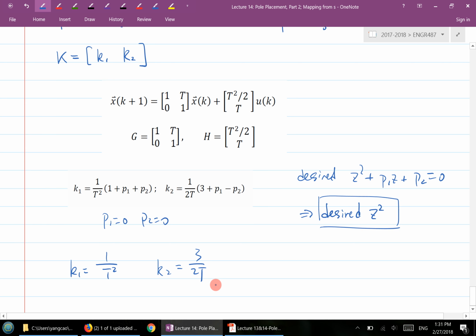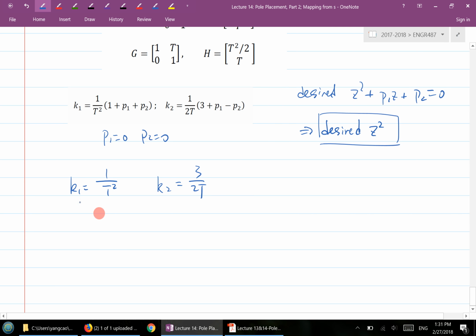But we want to look a little bit deeper into this, especially with different choices of this sampling time t, and what type of effect that has on the system response. So we'll look at different t values: 2 seconds, 1 second, and 0.5 seconds. We'll look at the system response for these different cases.